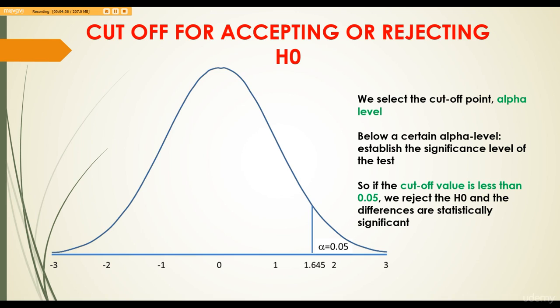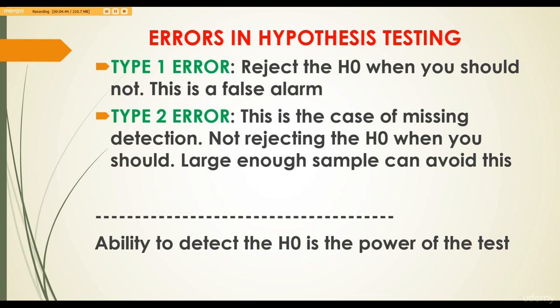But since most of statistics revolves around our samples, because we can rarely access the full population, there's scope for error. And there are two types of errors in hypothesis testing. Type 1 error: these are the false alarm kind of errors where we reject the null hypothesis when we should not. And type 2 error: this is the case of missed detection, so not rejecting the null hypothesis when we should. A large enough data sample can avoid this.